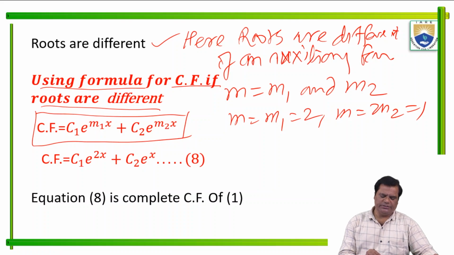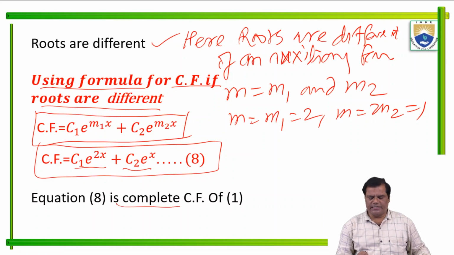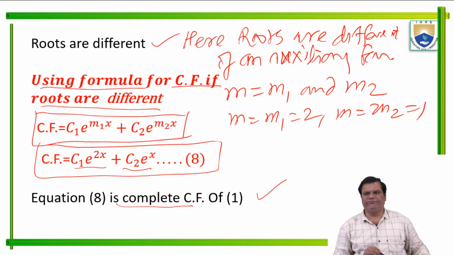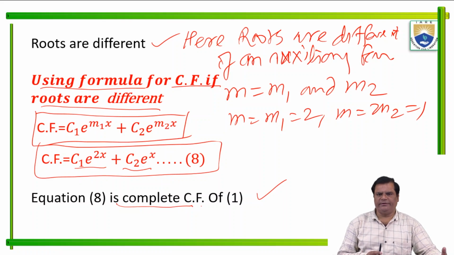So CF is C1 e to the power 2x plus C2 e to the power x. This is the complete CF of the given question. Equation H is the complete complementary function of equation 1. Half the question is solved here. First solution we have found.